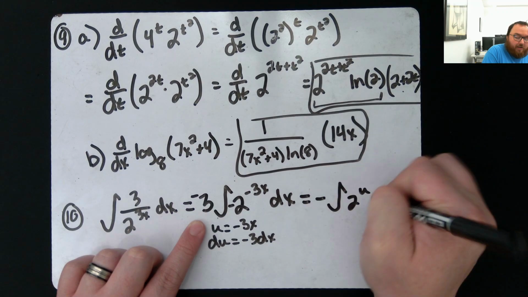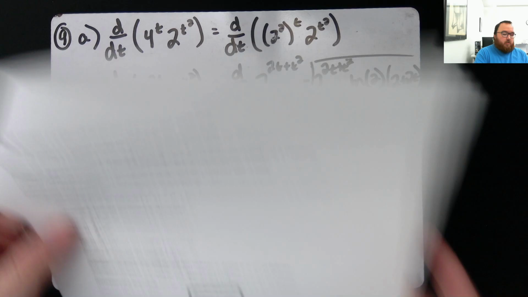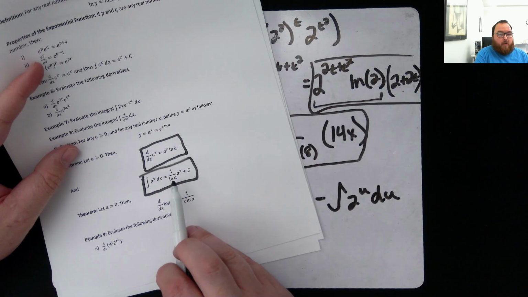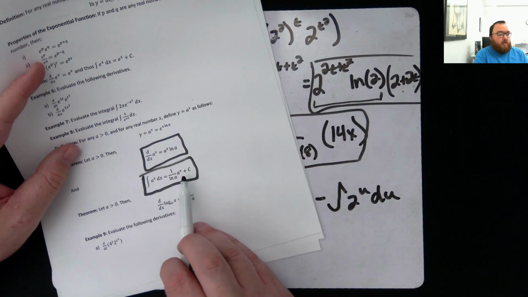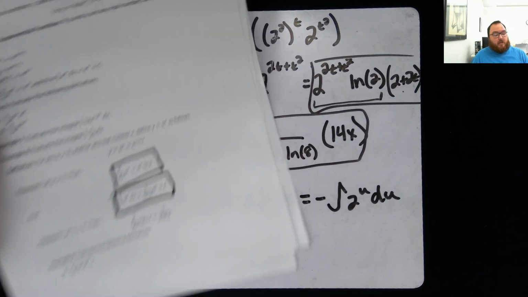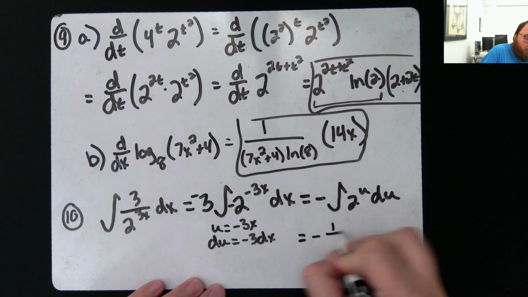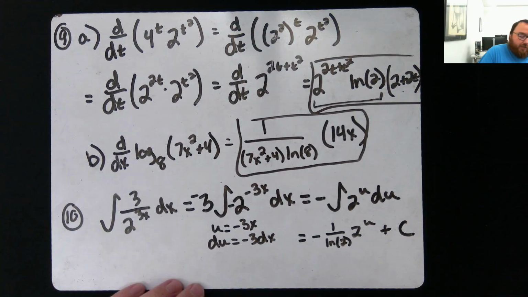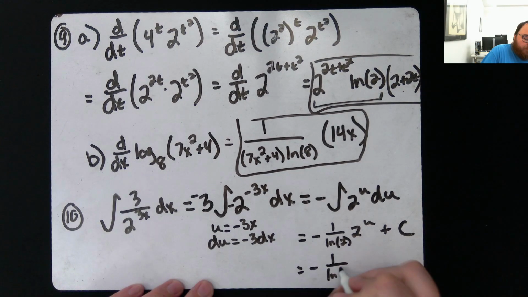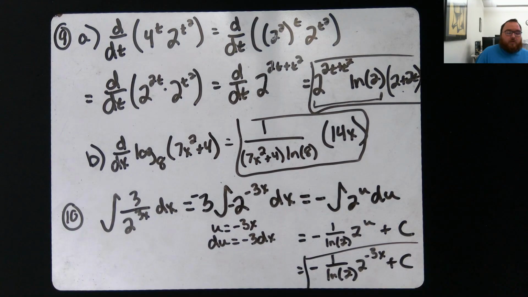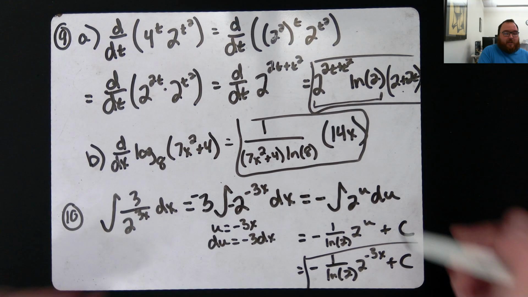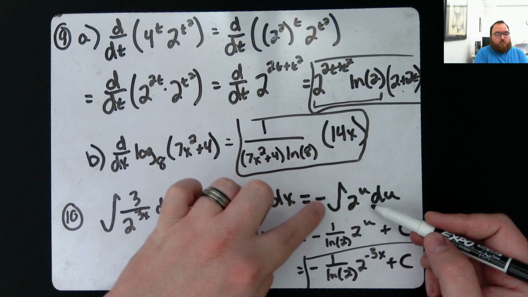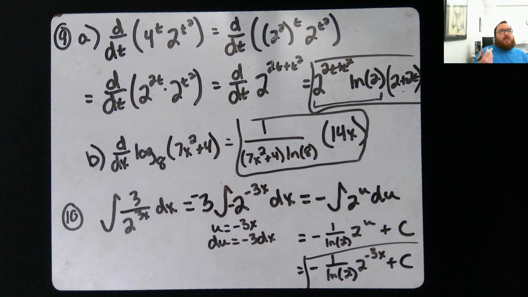We have a rule for that now. It would be 1 over the natural log of the base times the base to the x. So this would make that negative 1 over the natural log of 2 times 2 to the u plus c. And we said u is equal to negative 3x. So once again, this is one of those things where it looks like it should be hard, but honestly, we just used the rule here, right? There wasn't anything we had to overly do. You know what I mean?